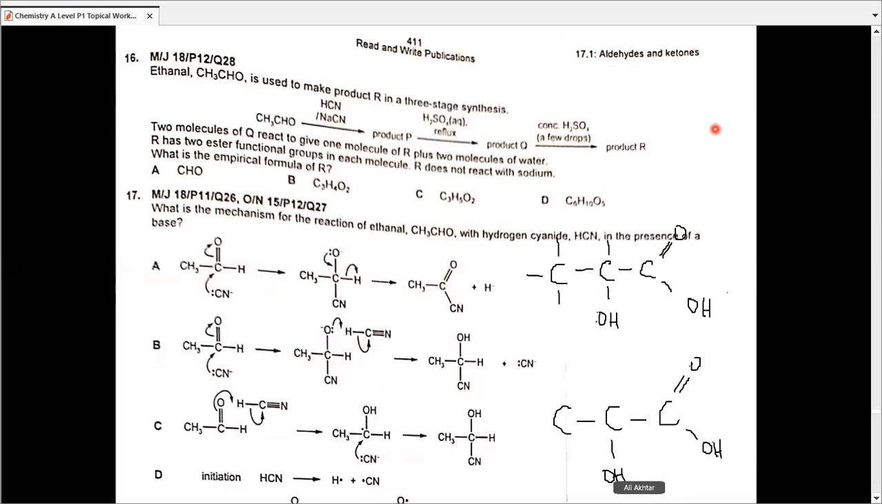But remember, R should have two ester functional groups, not one. Yeah, two ester functional groups. So how would you combine them both? That's the tricky part.